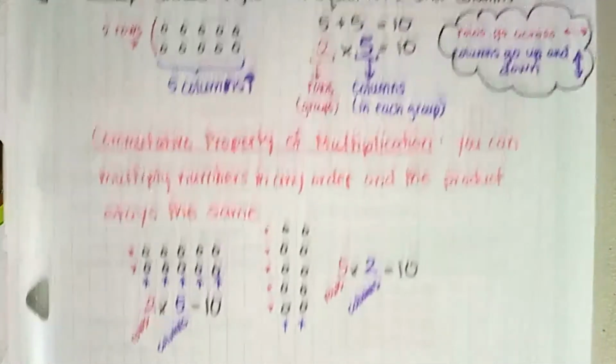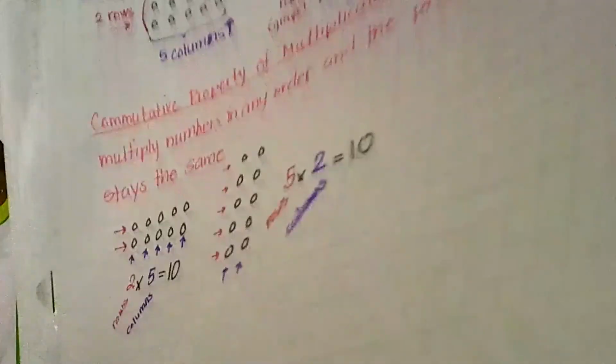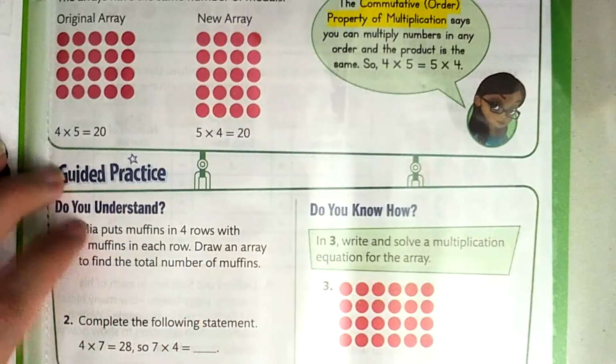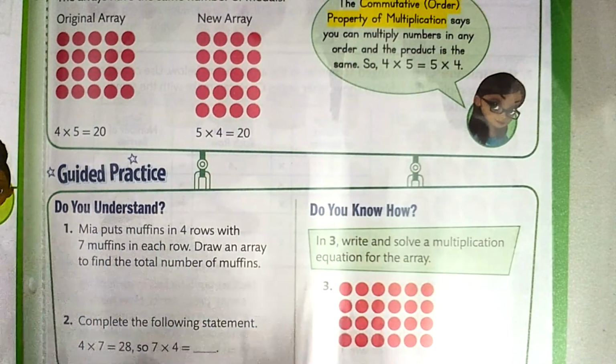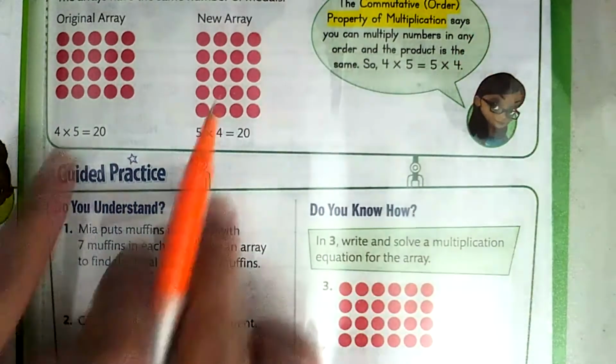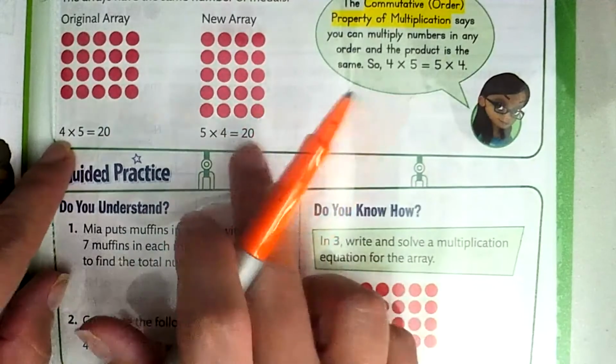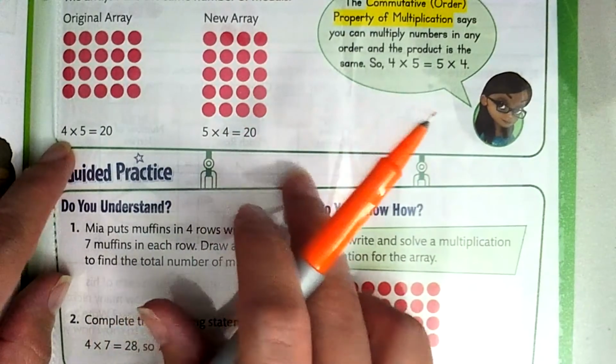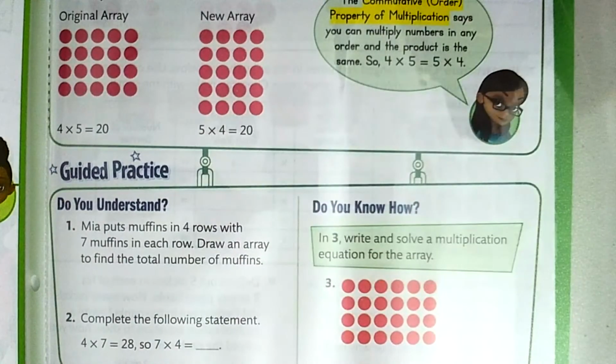Now, moving into our guided practice for this lesson. So we talked about the commutative property. We saw in our lesson how when they turn the array, the answer still stayed the same, even though the array looks different now because it got turned on its side.